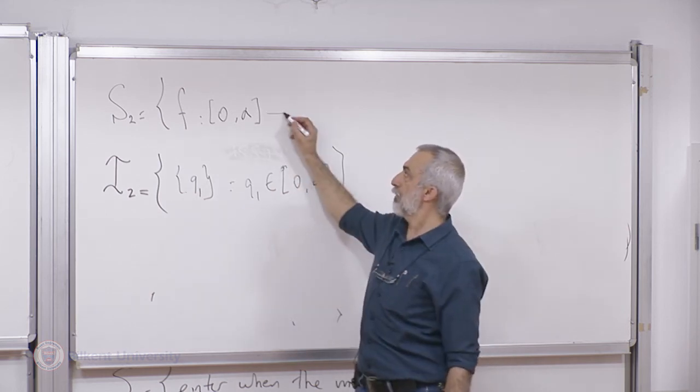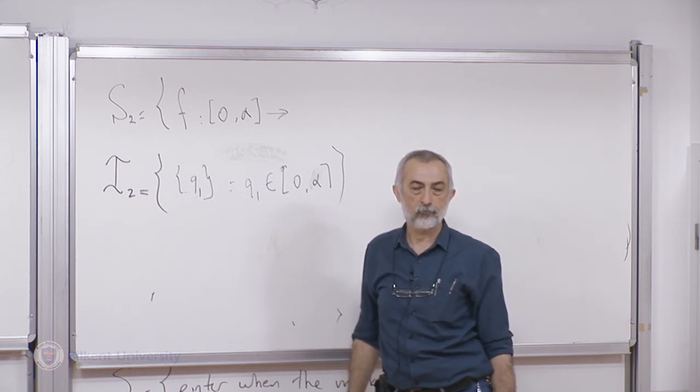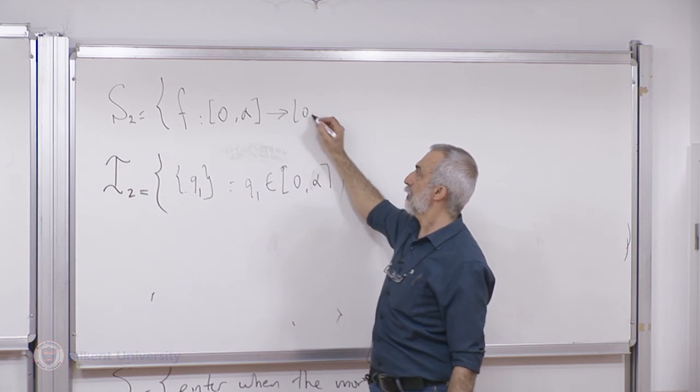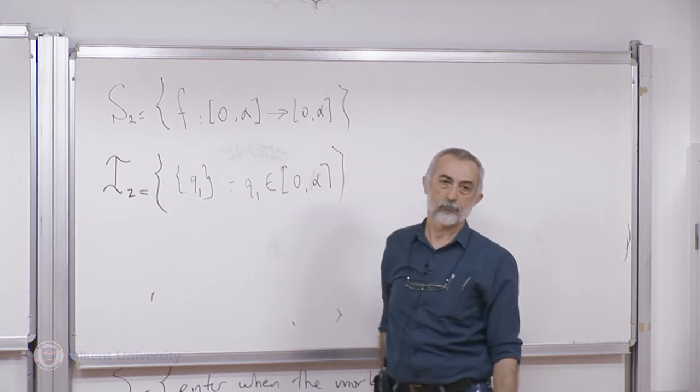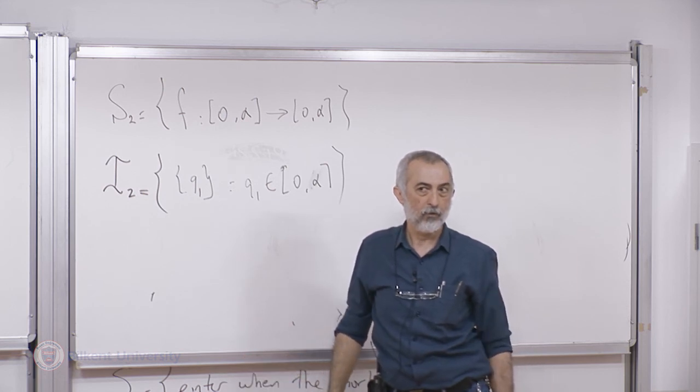And whose ranges 0 to alpha. That's it. Okay.